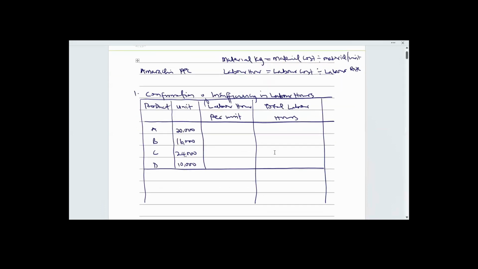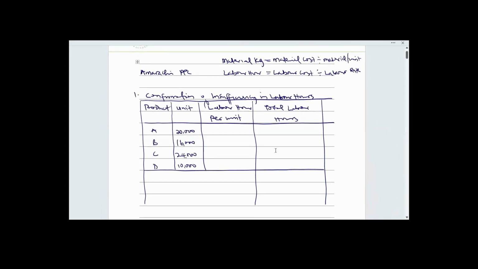So this will now give you material kilogram or labor hour, because you don't use material cost. You also don't use labor cost. Rather, you are supposed to use material kilogram or labor hour. So in this case, for this question of Amarachi, I want to determine labor hour.